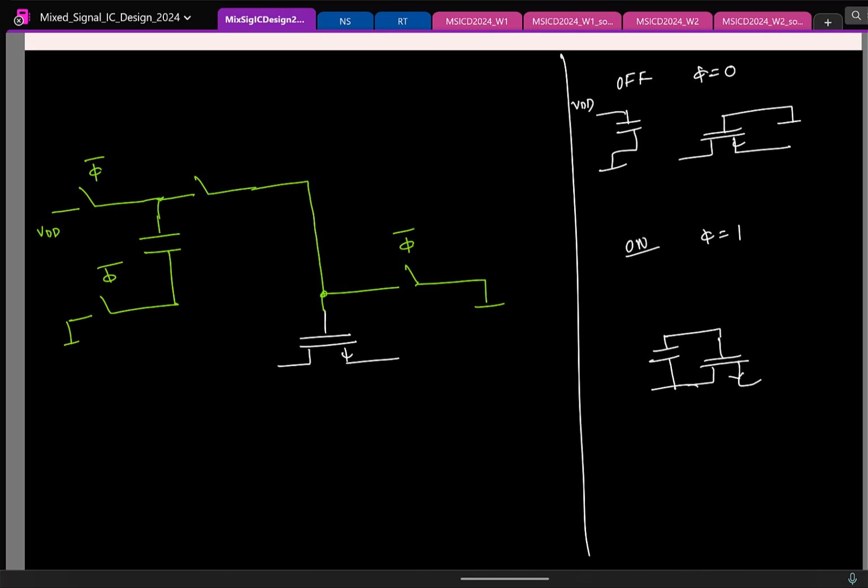This will connect at the gate. This will connect at this terminal. And you clock it at phi. Now you see that when phi is on, the capacitor is put across the MOSFET, so that if this is V in, this becomes VDD plus V in. Clear?